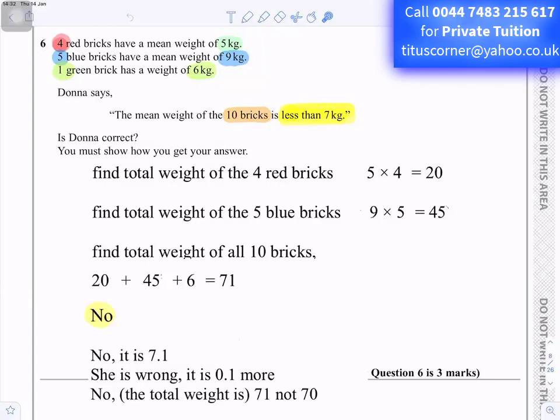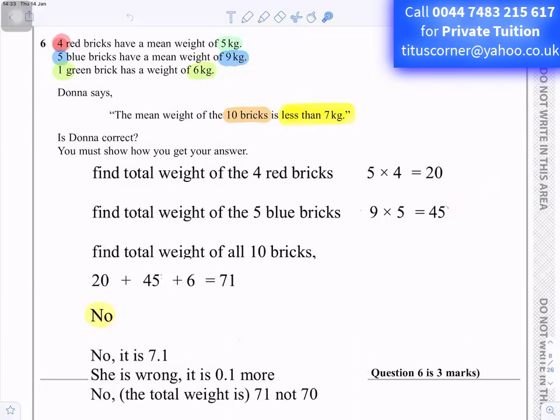So the first thing I will do is find the total weight of the 4 red bricks. There's 4 red bricks and the mean weight is 5. So 5 times 4 is 20. So the total weight of the 4 red bricks is 20. Next thing is find the total weight of the 5 blue bricks. Total weight of the 5 blue bricks is 5 bricks times 9 kilograms. It gives you 45 kilograms.